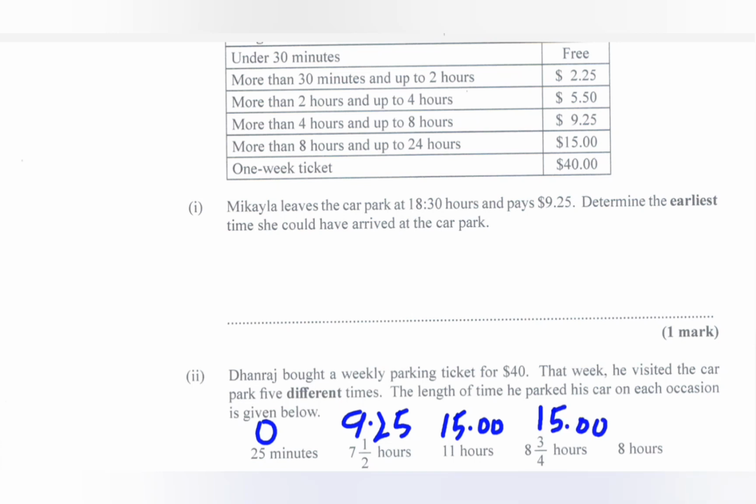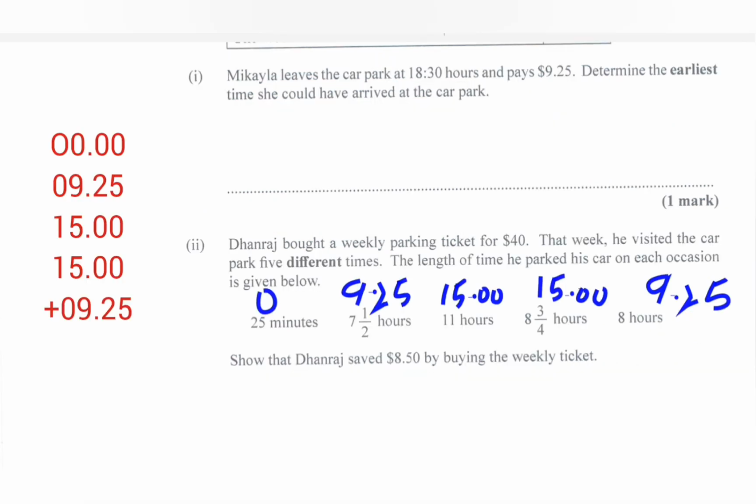And for the last day, he spent 8 hours. So that would fall in the category that says more than 4 hours and up to 8 hours. So he would pay $9.25 for that last day. So if we add $0, $9.25, $15 and $9.25, we're going to get a grand total of $48.50.